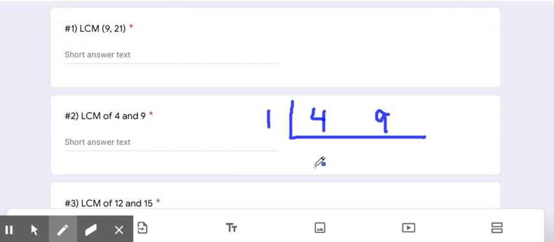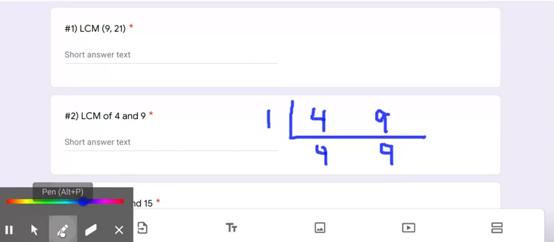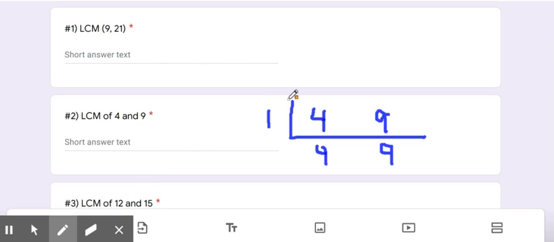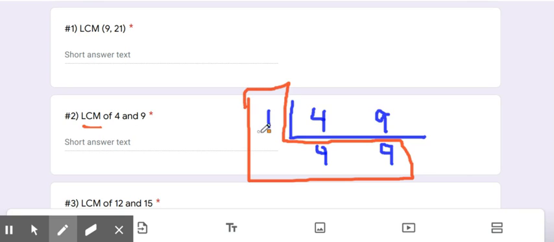Well, 1 times what is 4? Well, that would be 4. And 1 times what is 9? That would be 9. Okay? So if I wanted the GCF, I would go straight down, and the GCF, the greatest common factor, would be 1. But I don't want the GCF. It's asking me for LCM. So I have to make an L down and to the right, make a box down and to the right. I'm going to multiply all these numbers inside the box together. So 1 times 4 is 4, and 4 times 9 is what? 36, right? So 36 is the LCM, the least common multiple.